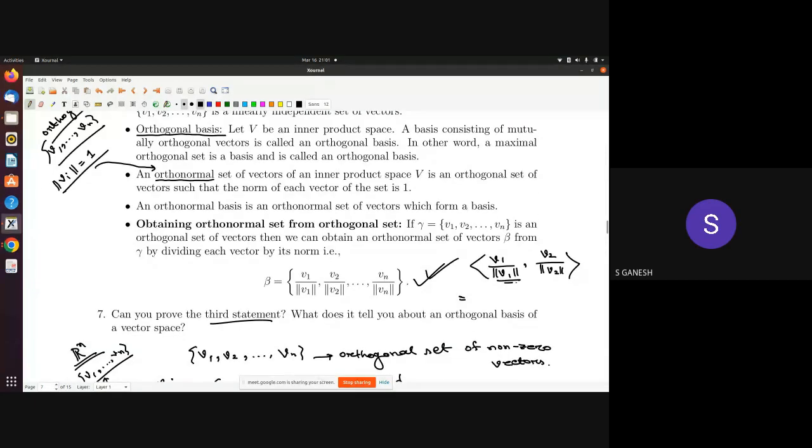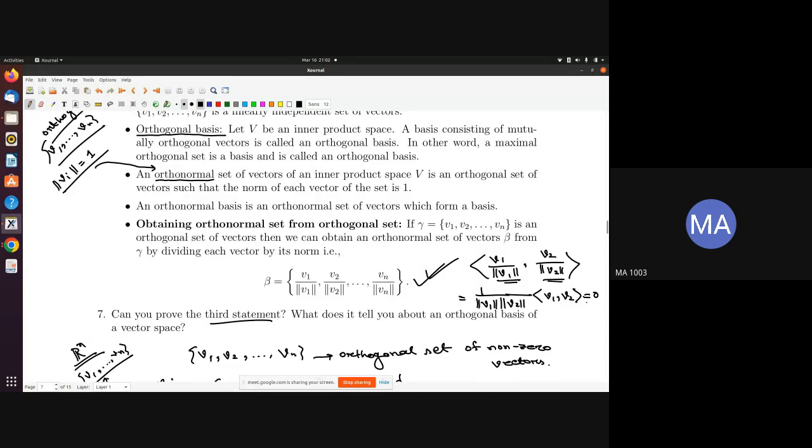The norm is a scalar, so take that 1 by norm of v1 out. Pull it out, and we get the inner product of v2 and v1, minus 0. That will be zero since they are orthogonal. Clear? And that will happen for any two vectors vi, vj.